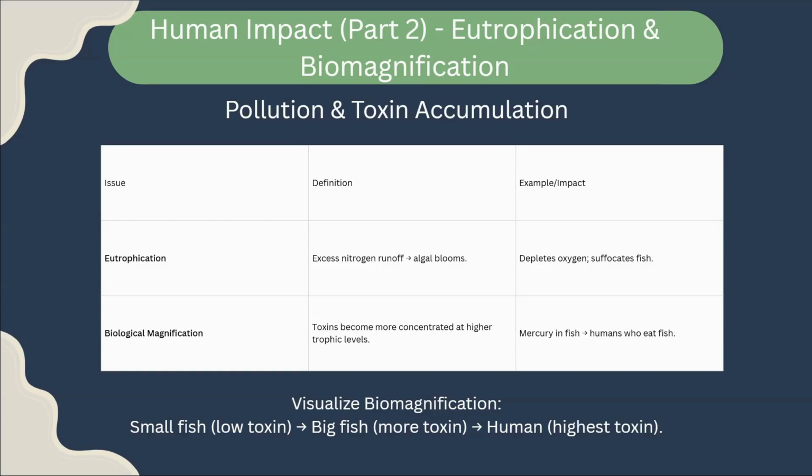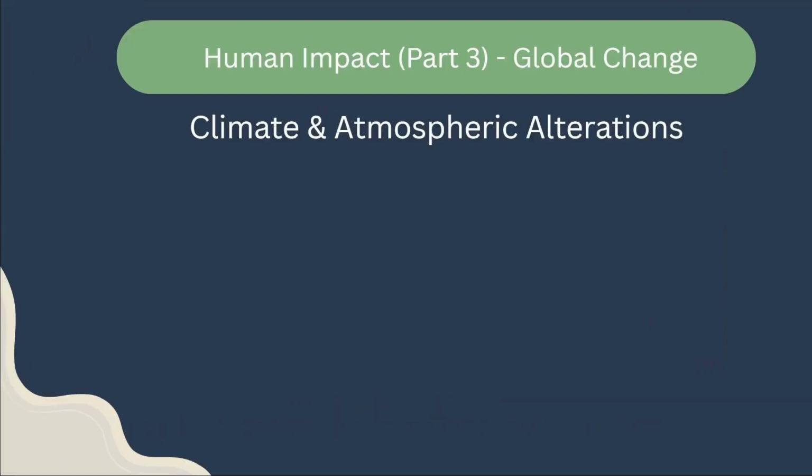So to visualize biomagnification, think of a small fish which has low toxin. It gets eaten by a big fish who has more toxin. And then the human eats the big fish and has the highest toxin.